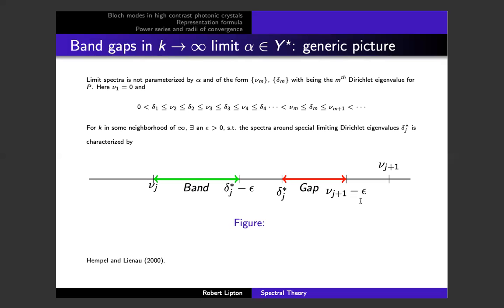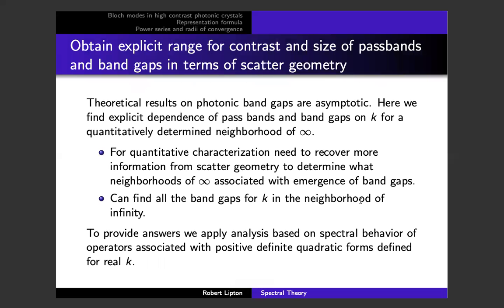Well, that's what we did. So that's what I wanted to say. This is the motivation: find explicit formulas for epsilon, which were found by Hempel and Lienau. So find the explicit range in contrast and size of pass bands and band gaps in terms of scatterer geometry.